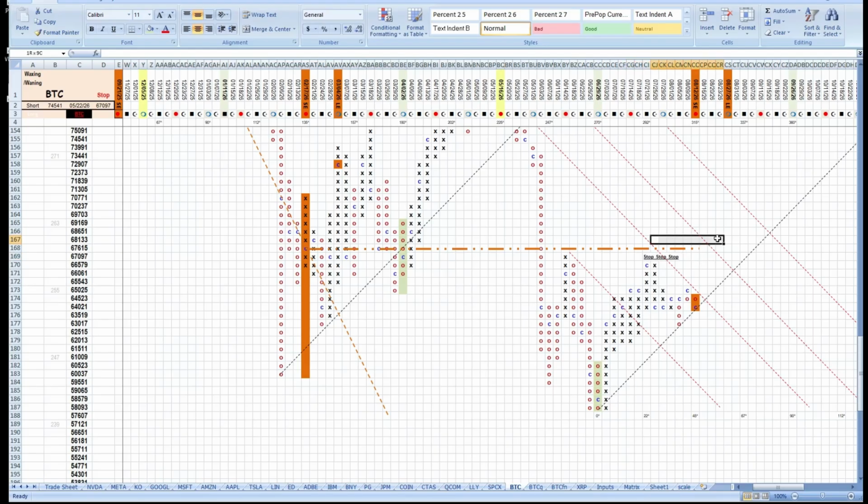Or if you can buy calls, I would. Let's say you're short, it does have a little money made. It's short from 74,541, and the stop is right here, 67,097. So it's got a profit if you did that kind of trade. And if you could buy calls, I don't know where you do it, but that's definitely a key thing.